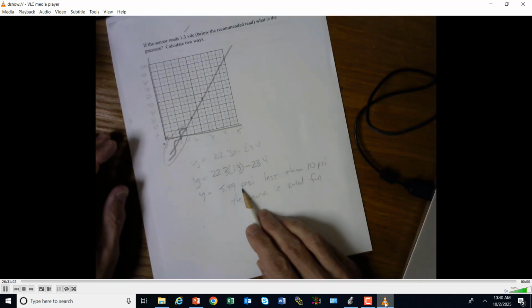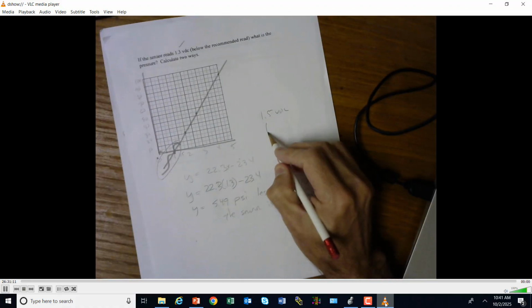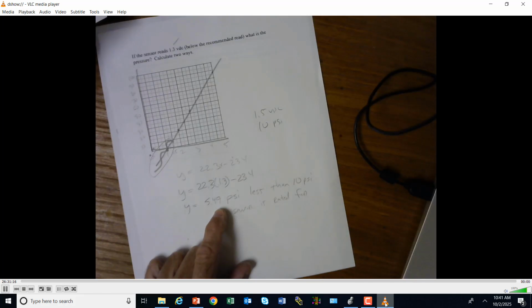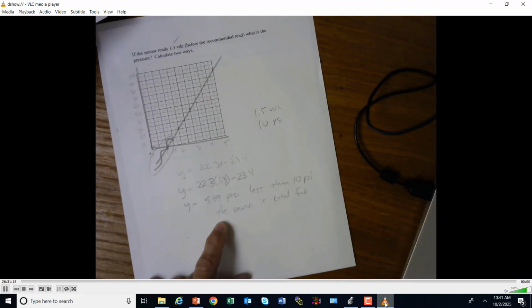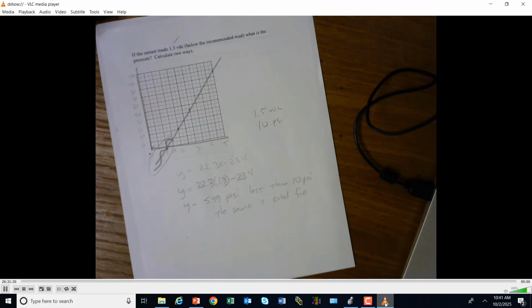Now remember, this said it wanted the range of 1.5 VDC, and then they were recommending that was going to read at 10 psi. But we're below that. So now we're going to be reading 5.49 psi. That's less than the psi the sensor is rated for, but it's still going to give us something there. It just might, just be aware that we can use it. It might have some error in it. We don't know, because the sensors could still work outside of that range.